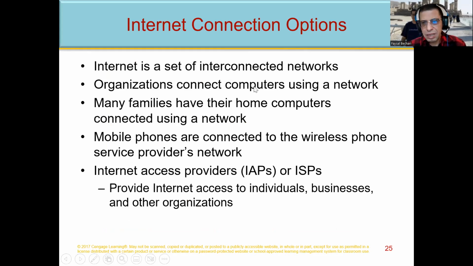So what's an internet connection option? The internet is a set of interconnected networks. Organizations connect computers using a network. Many families do that too. Mobiles are also connected through wireless phone service providers. There is what you call an ISP or IAP, which is Internet Access Provider, and they provide internet access to individuals, businesses, and other organizations too.